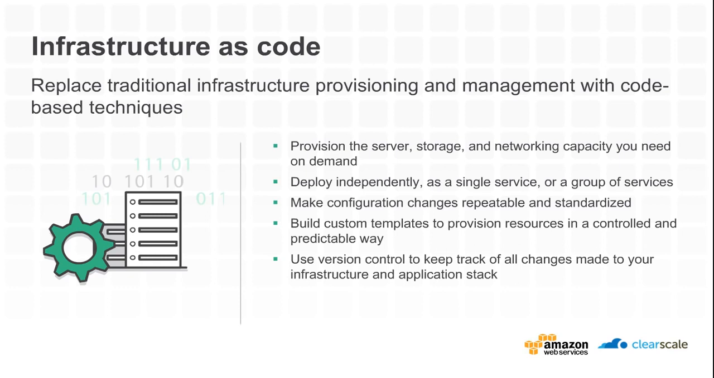So really, as soon as it becomes code and a virtual appliance that you can provision through a web interface, then you are really talking about provisioning of the server, storage, network, any aspect of your stack. You are really deploying independently. You have your own segregated area as a single service or group of services, right? You are also making those configuration changes repeatable and standardized. So now this is the first step towards automation.